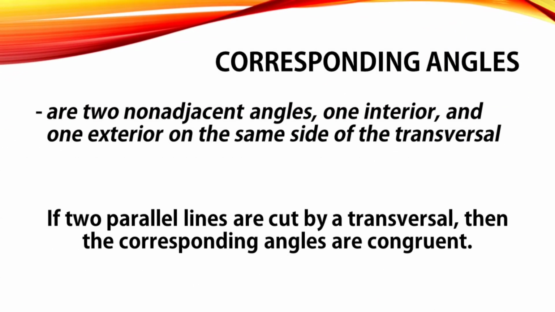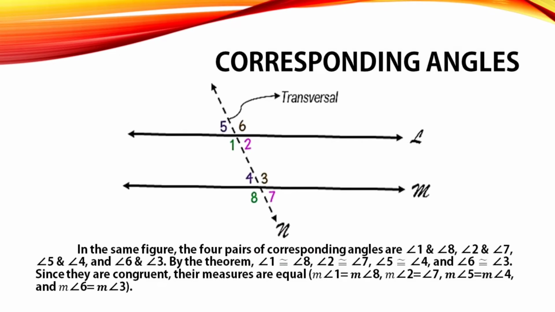Now, let's move on to the corresponding angles. Corresponding angles are two non-adjacent angles, one interior and one exterior, on the same side of the transversal, which states that if two parallel lines are cut by a transversal, then the corresponding angles are congruent. Let's examine this illustration. Using the same figure, the four pairs of corresponding angles are angle 1 and angle 8, angle 2 and angle 7, angle 5 and angle 4, angle 6 and angle 3.